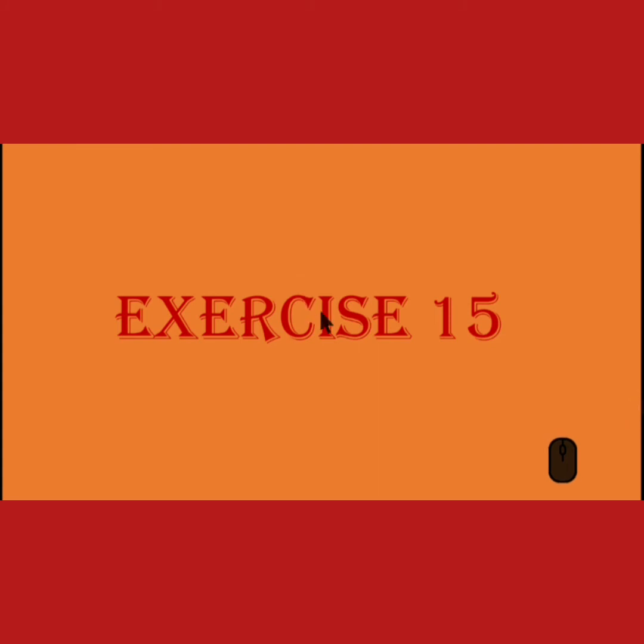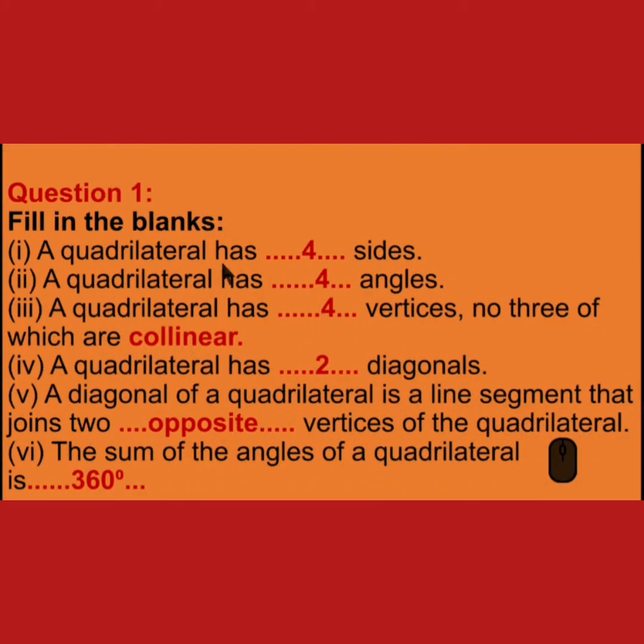Exercise 15. Question number 1, fill in the blanks. A quadrilateral has four sides. A quadrilateral has four angles. A quadrilateral has four vertices, no three of which are collinear. A quadrilateral has two diagonals. A diagonal of a quadrilateral is a line segment that joins two opposite vertices of a quadrilateral. The sum of the angles of a quadrilateral is 360 degrees.